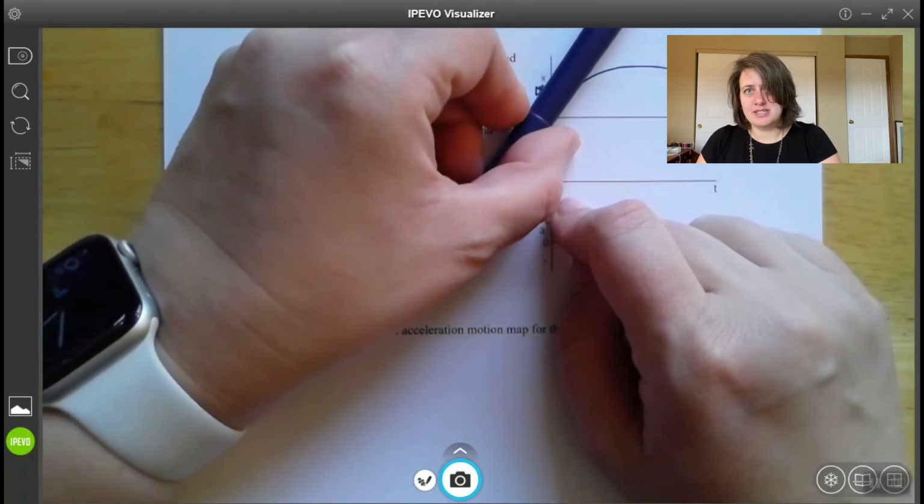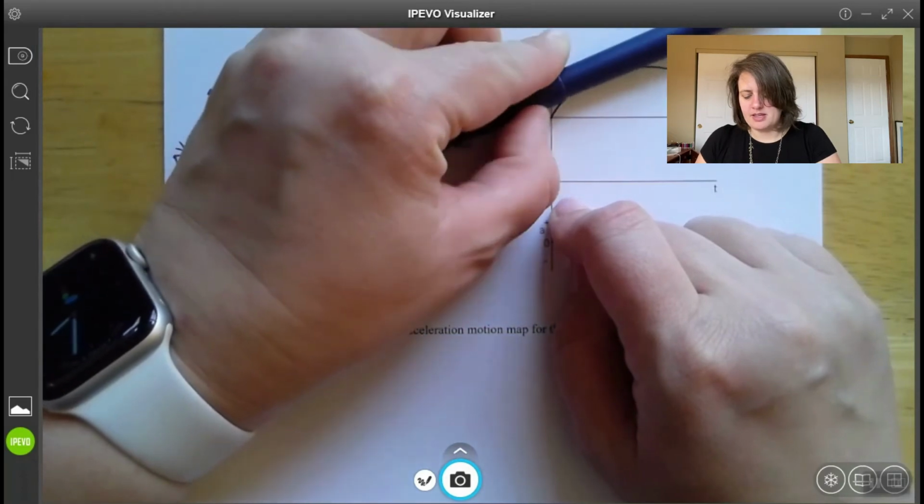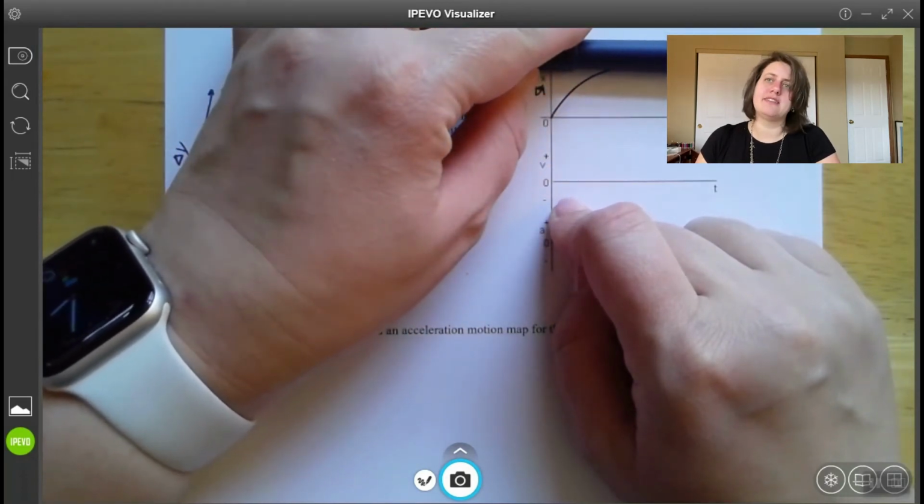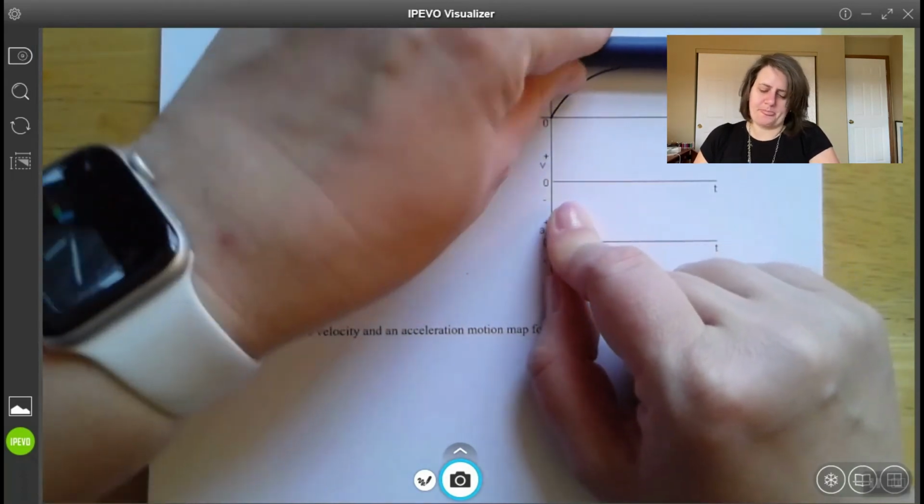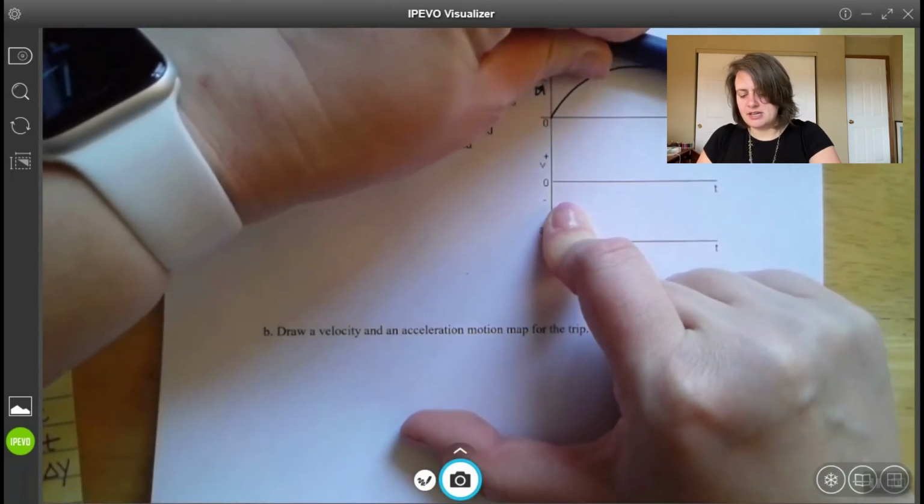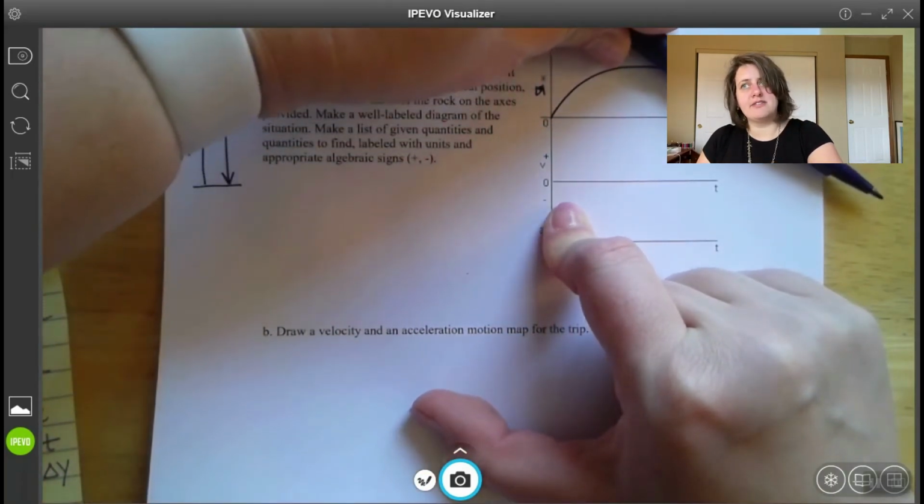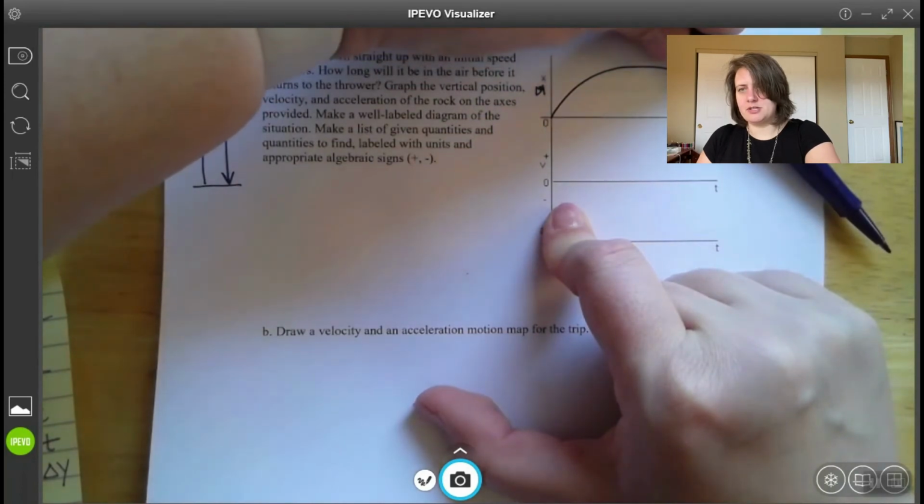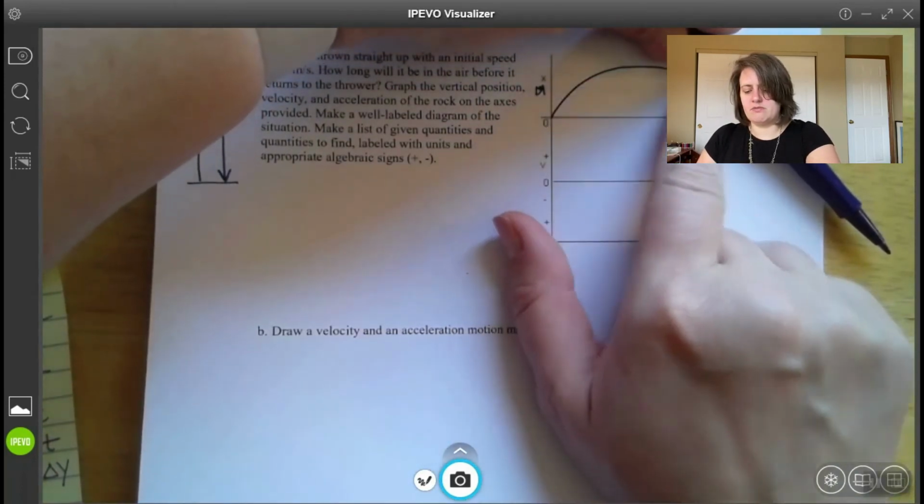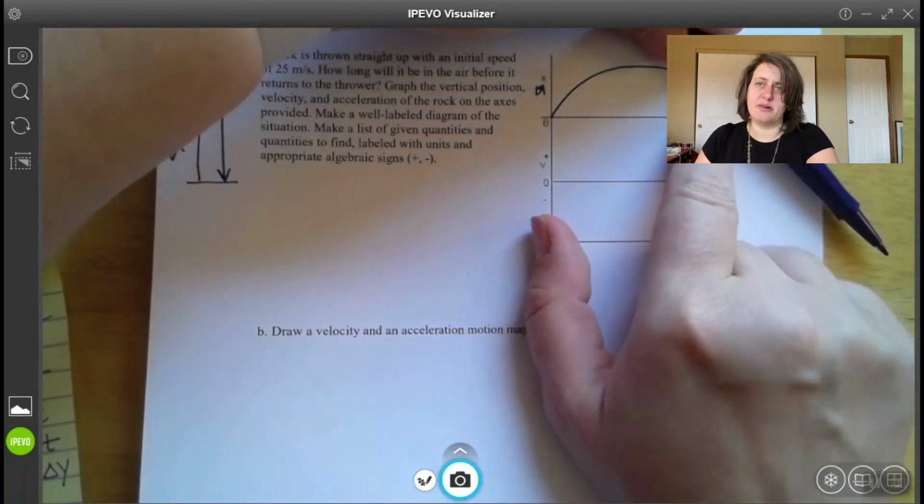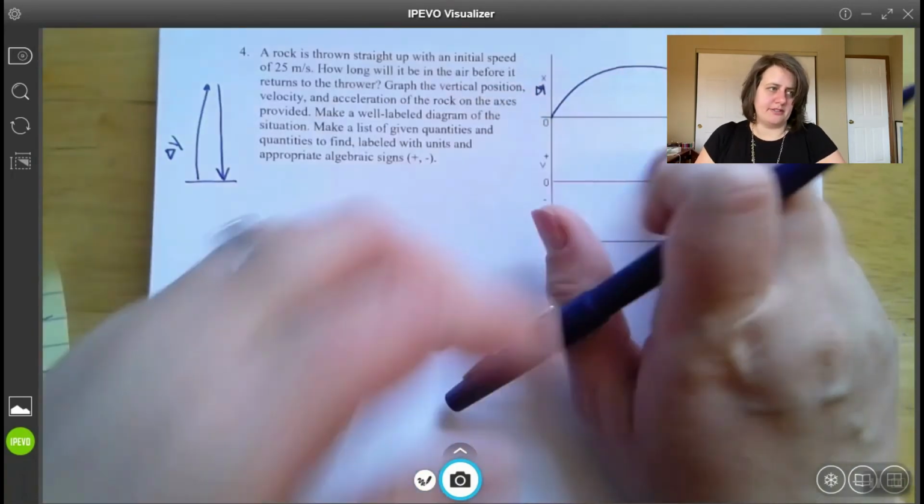And what we notice is that as we move this way, our slope is getting less steep and approaching zero. Then our slope continues to increase in magnitude, but now it's a negative sign as our object is moving along these data points over to the opposite side where it hits the ground again.